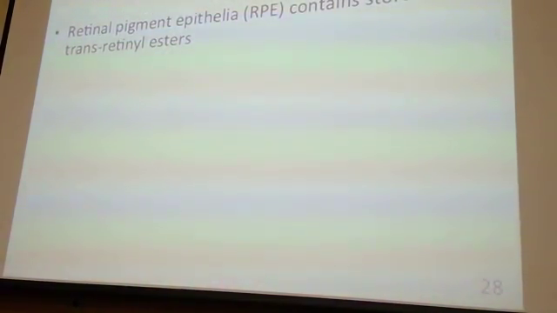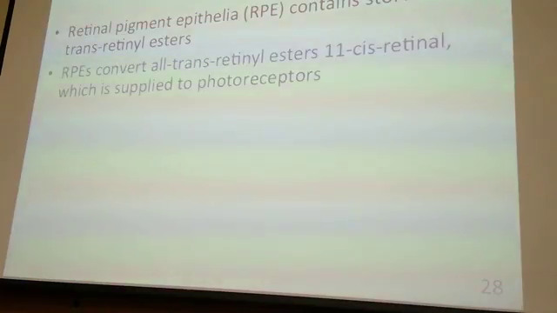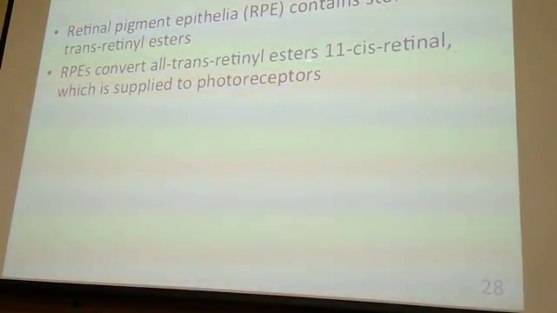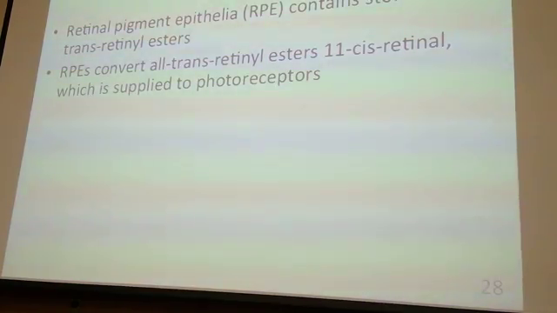Okay, so kind of summarizing the key points regarding retinoid metabolism and vision. We have retinal pigment epithelia. These are important cells for the recycling of that 11-cis retinal. It contains stores of all-trans retinal esters. So these are going to serve as sources for that 11-cis retinal. The RPEs convert the all-trans retinal esters into 11-cis retinal in a series of hydrolysis and dehydrogenation steps, which can then be supplied to the photoreceptors for incorporation into the rhodopsin.